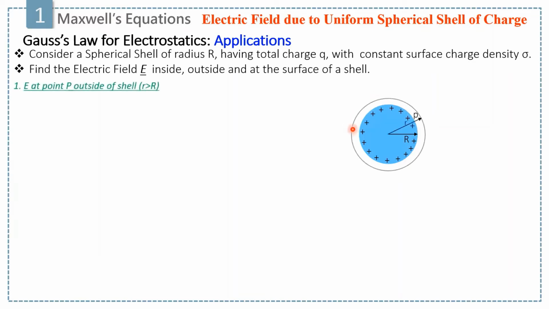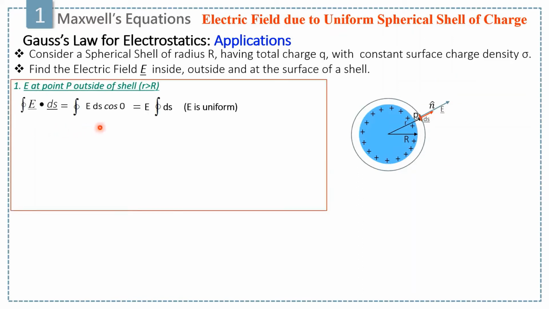In the first case, we wish to find the electric field outside the shell at point P. For this, we consider a Gaussian surface of radius r, which is greater than the radius of the shell. We have chosen a surface area dS at point P, and the electric field is normal to that surface area, so the angle between the surface area and the electric field is 0. Now, the total flux through the Gaussian surface is equal to the closed integral of E dot dS, which is equal to E dS cos 0. Cos 0 is 1.